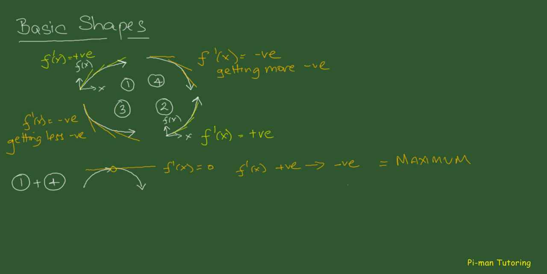And this is what we refer to as the first derivative test. It means that if you can find values of x such that the gradient, the slope, the derivative is 0, and then you look at what the derivative is doing on either side of that 0, you can determine whether you have a maximum or a minimum. And we call that the first derivative test.